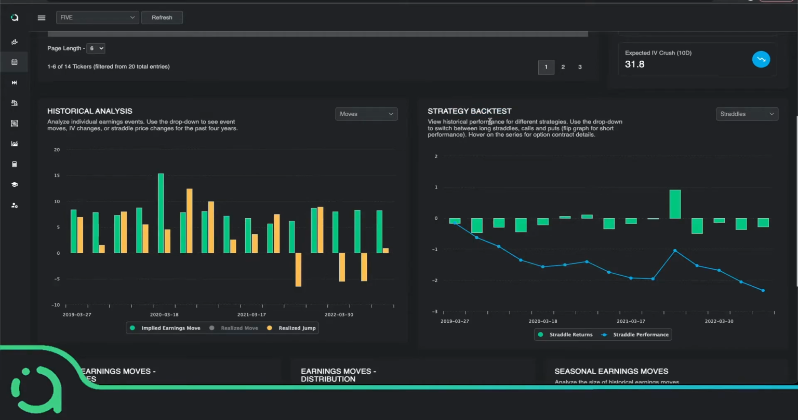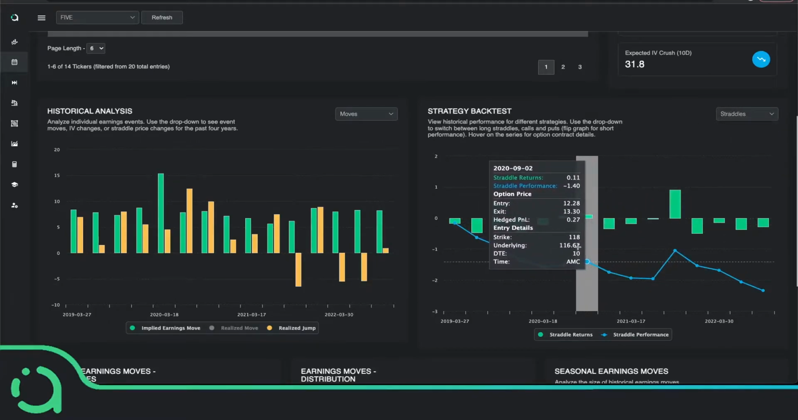which shows us how we would have performed buying straddles, or over here we can change it to buying calls or buying puts. For this purpose though, we're going to look at buying straddles. This basically shows us the P&L for each trade over the last 4 years if we were to be buying these straddles around the event.